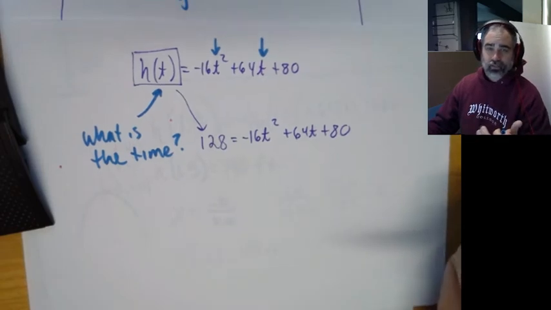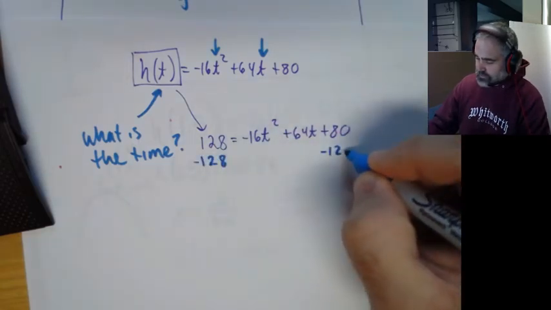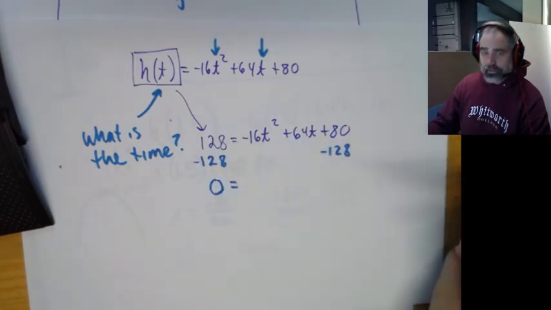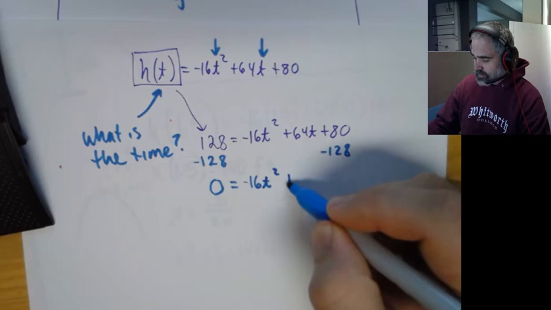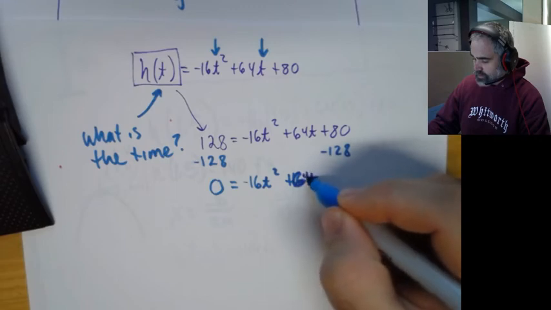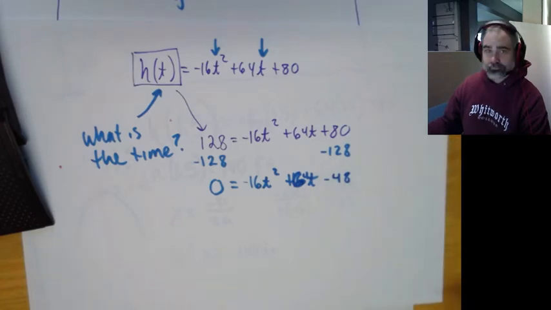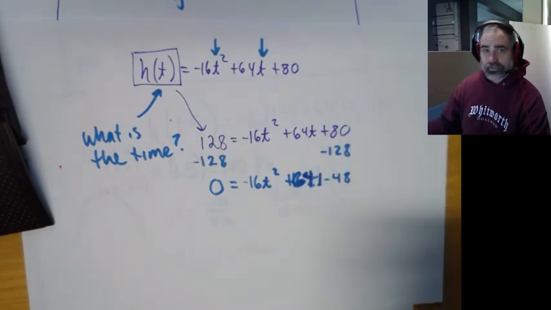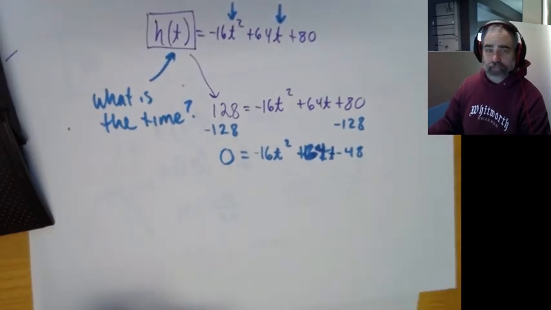If I don't like the way something looks, I change it. So I'm going to subtract 128. Now I have 0 over here, and now I can do whatever I want with this problem. That's going to give me negative 16t squared plus 64t minus 48. Sorry, I can't do the math right now. Let me just redo that. That kind of looks like it. 64t minus 48. Now this problem right here, you can choose to factor it or use the quadratic formula.